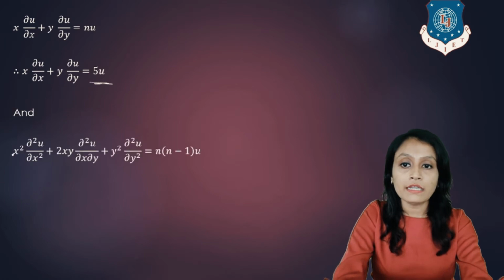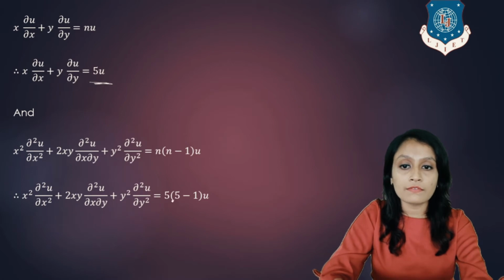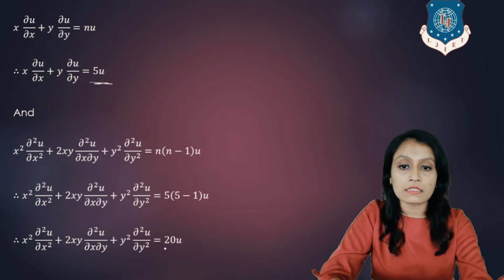Now we have to find x square del square u by del x square plus 2xy del square u by del x del y plus y square del square u by del y square, and we know the formula, that is n into n minus 1 u. Now just substitute the value of n, that is 5. So you will get 5 into 5 minus 1 times u, so finally you will get the answer as 20u, which is the desired answer.